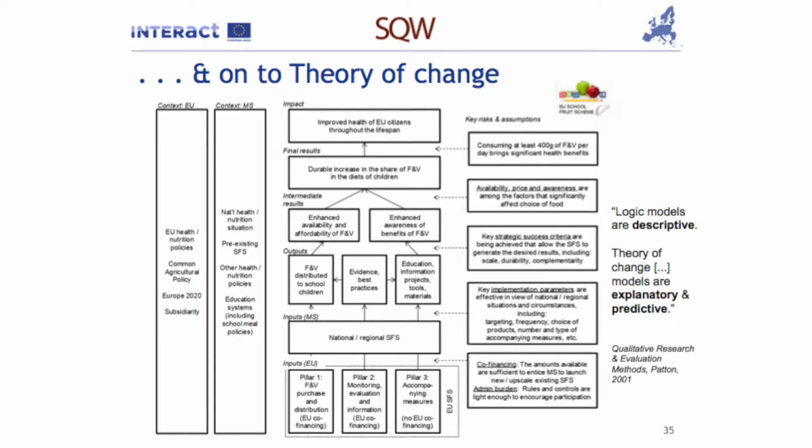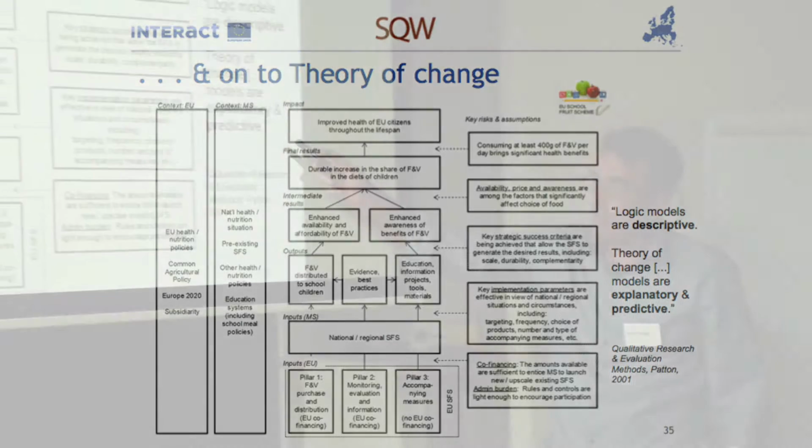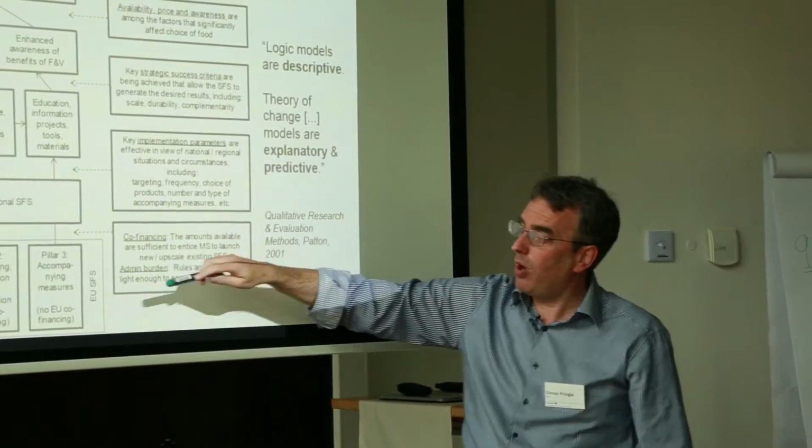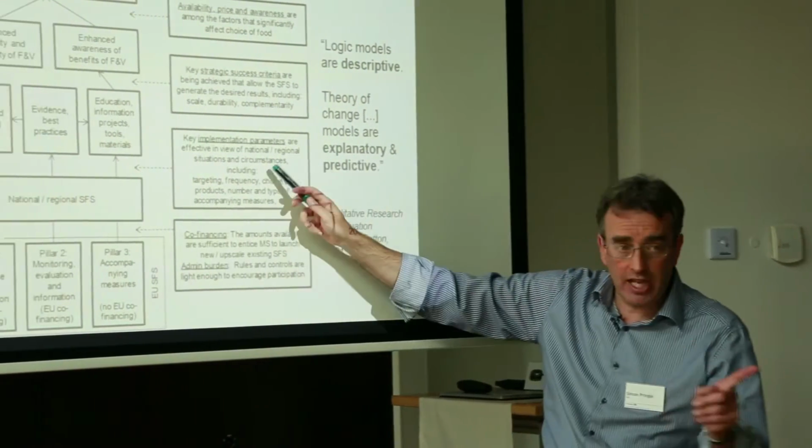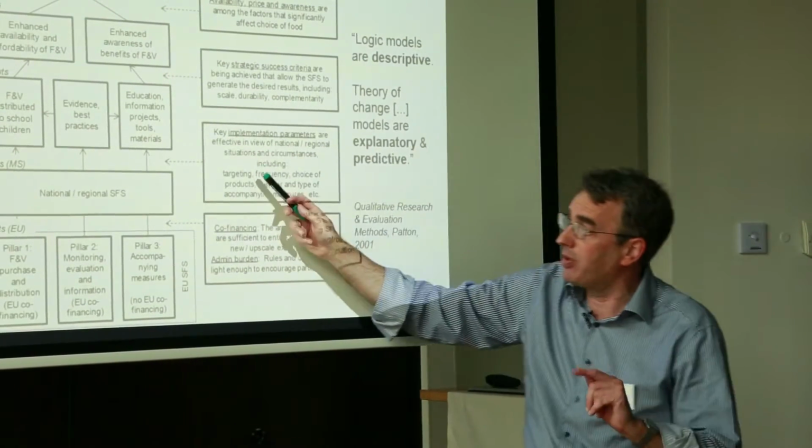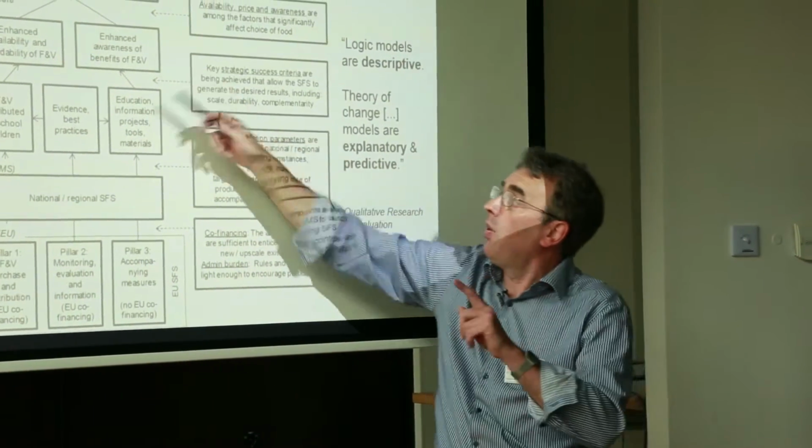Logic chains are descriptive. Top left, bottom right are descriptive. Theory of change models are explanatory and predictive, explaining and predicting why the move from here to here happens.